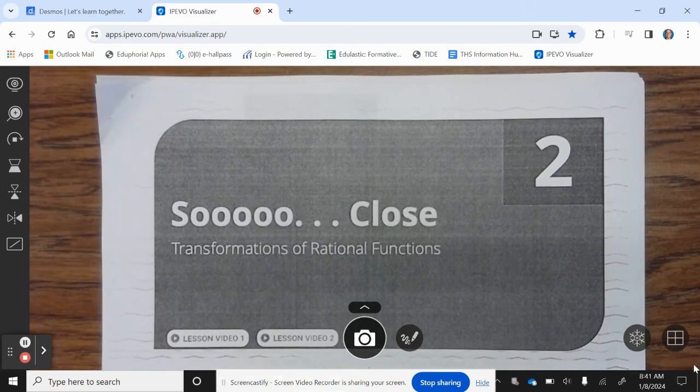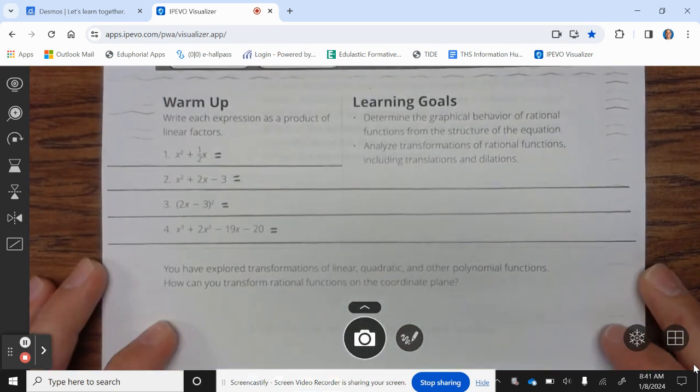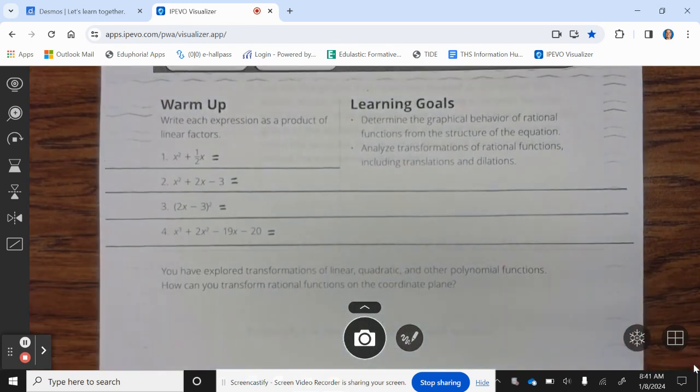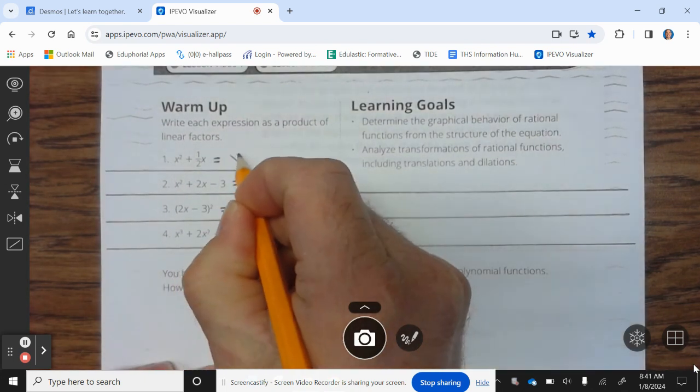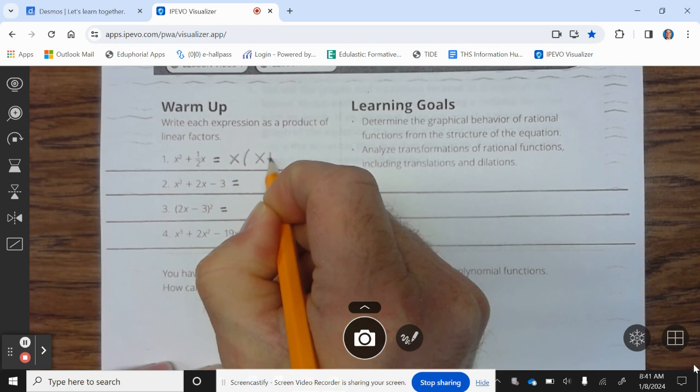Today we're going to practice transformations of rational functions. We're going to write these expressions as a product of linear factors. So here we can factor an x from both terms, which leaves x times x plus 1/2.